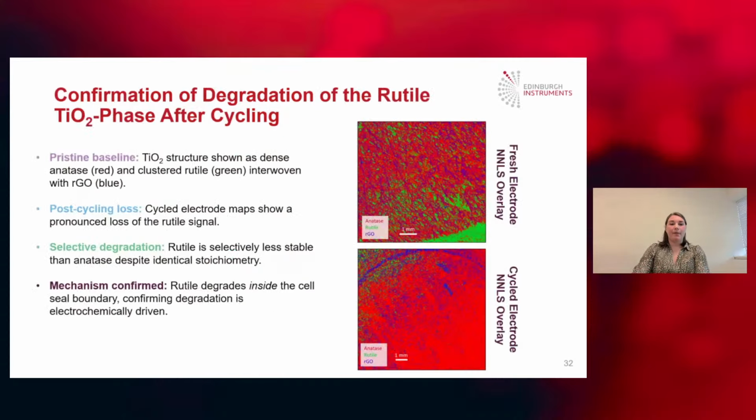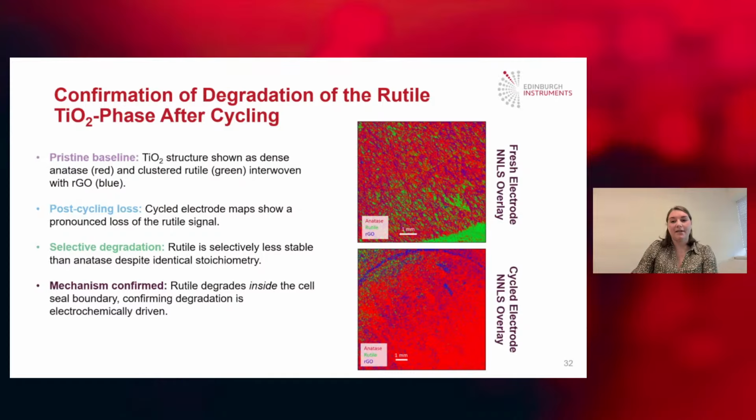So now that they had a baseline for their pristine electrode, they then wanted to compare it with the cycled electrode, with the goal to assess any compositional changes after extended operation of the electrode. As I mentioned, this electrode was cycled 500 times, and then a Raman map was collected in the exact same way as the pristine electrode.